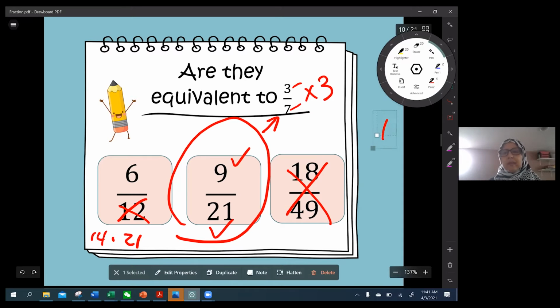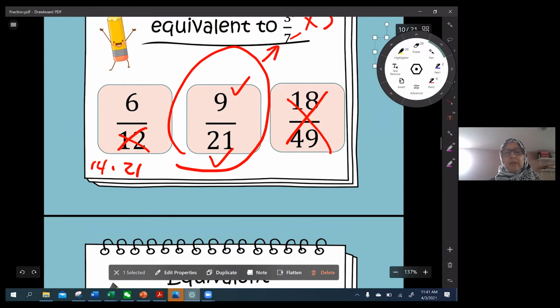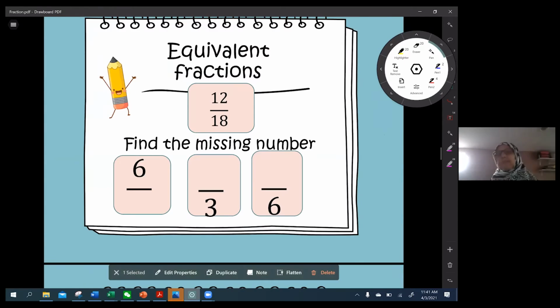Find the missing number here, please. Equivalent fractions. This is a little bit tricky though. The first one, the denominator is 9. Why is it 9?